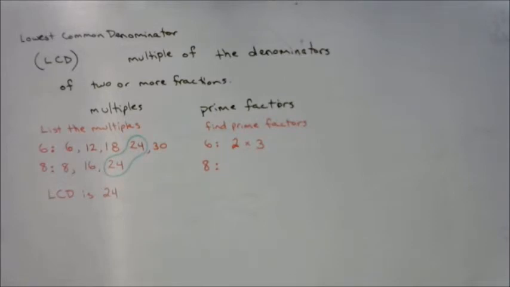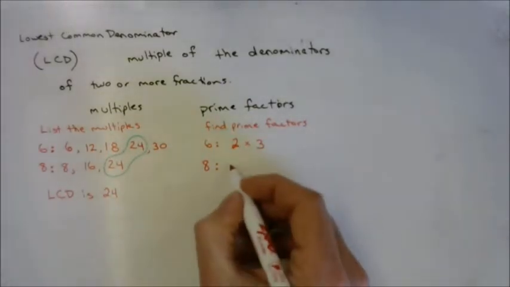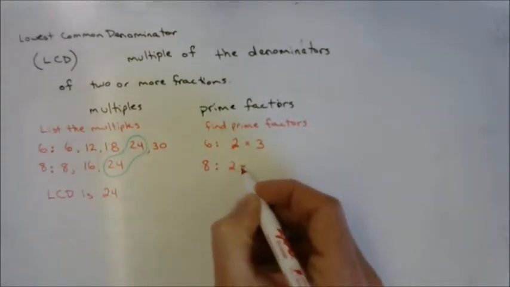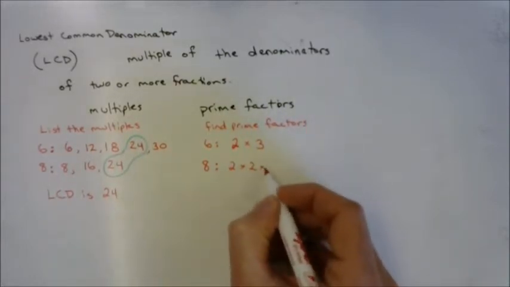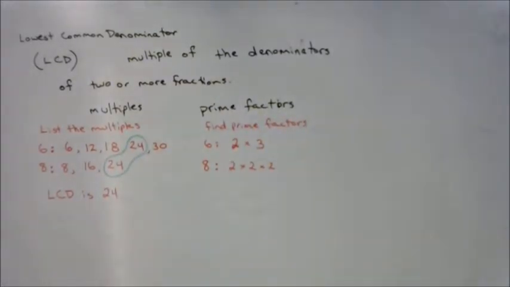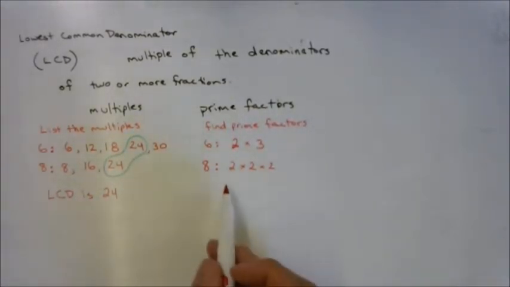So we could do 2 times 4, but then 4 is still not a prime factor. But 4 can be split into 2 times 2. So we have 2 times 4, and 4 is 2 times 2. Now this is the prime factorization. It can have a whole string of factors. It doesn't have to be 2. In this case it's 3. But they're all prime numbers.